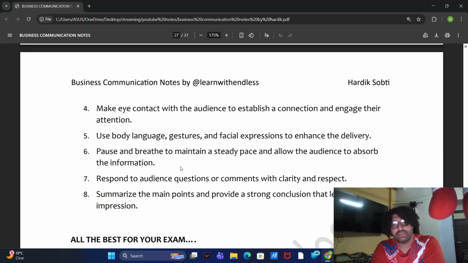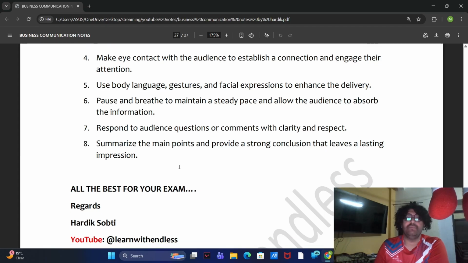Use body language, gestures, and facial expressions to enhance the delivery. Pause and breathe to maintain a steady pace and allow the audience to absorb the information. Respond to audience questions or comments with clarity and respect. Summarize the main points and provide a strong conclusion that leaves a long-lasting impression.